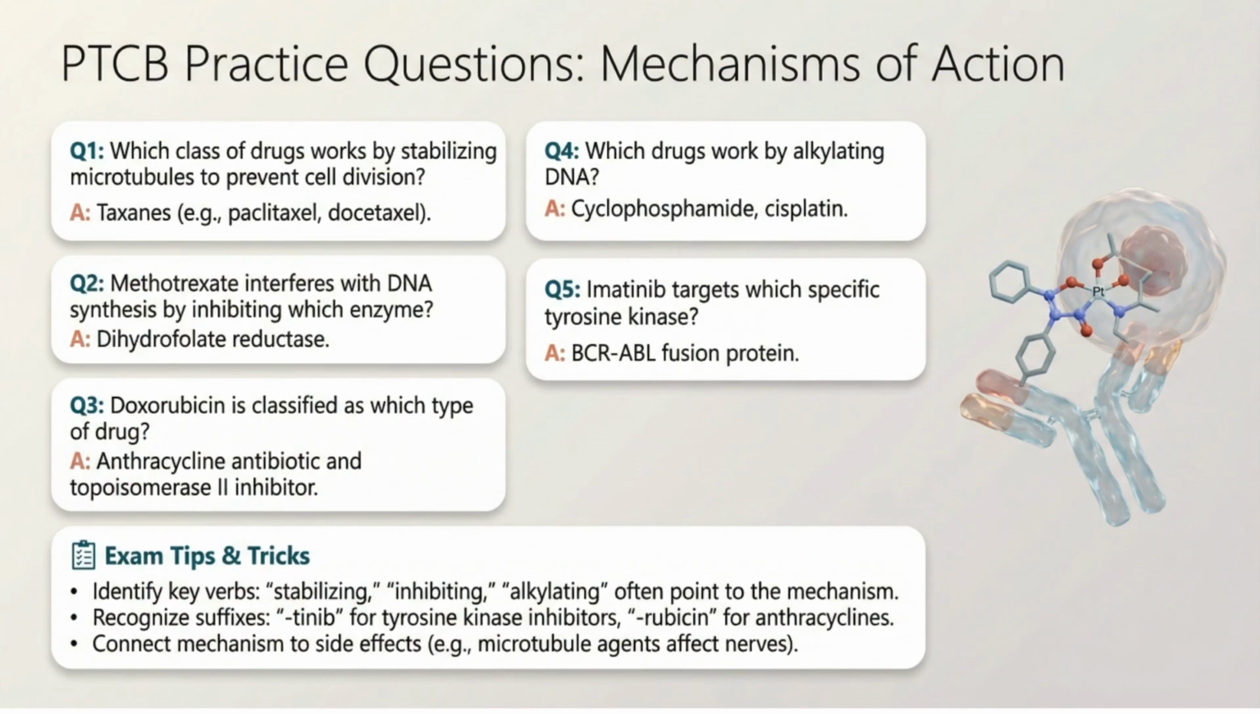Let's review some practice questions on mechanisms of action. Taxanes stabilize microtubules. Methotrexate inhibits dihydrofolate reductase. Doxorubicin is an anthracycline antibiotic and topoisomerase II inhibitor. Cyclophosphamide and cisplatin work by alkylating DNA. Imatinib targets the BCR-ABL fusion protein. Look for keywords like stabilizing, inhibiting, or suffixes like tinib and rubicin to identify drug classes.